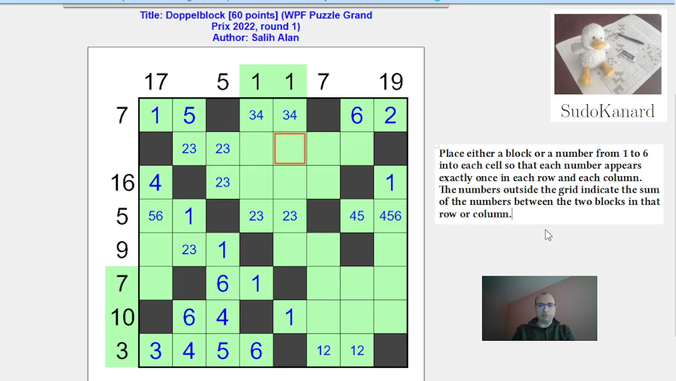I need 1. I'm not sure what to do here. I need 2, 5, and 6. This is 2 or 5. Oh, let's just pencil mark aggressively. This could be 5 and 4. This could be 3 and 6. This is not resolved. Here I need 2, 3, and 5. That's not a 2. This is 2, 3, or 5.